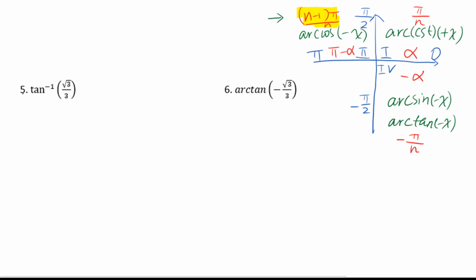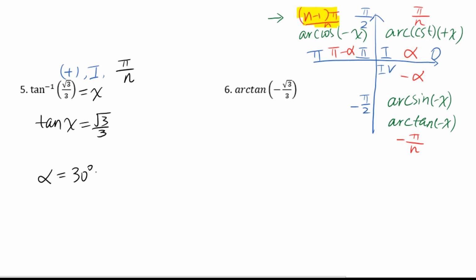Let's go to number 5. Inverse tangent of square root of 3 over 3. This is positive. Go to the first quadrant. The pattern for special angles is pi over n. So we set this equal to x. Then tangent x equals square root of 3 over 3. The reference angle is 30 degrees because tangent 30 degrees equals square root of 3 over 3. That equals pi over 6. So x equals the reference angle, pi over 6.